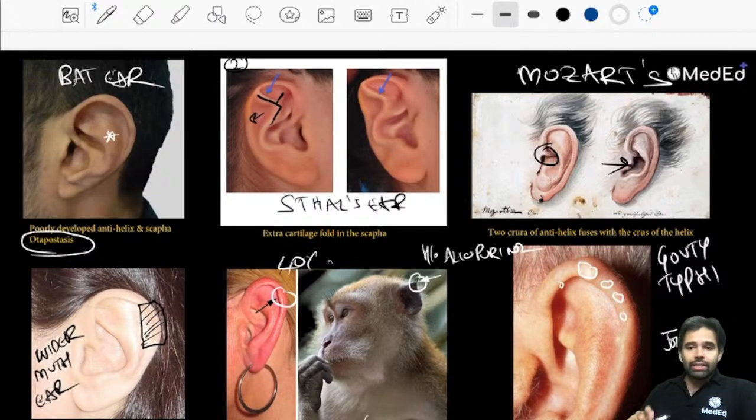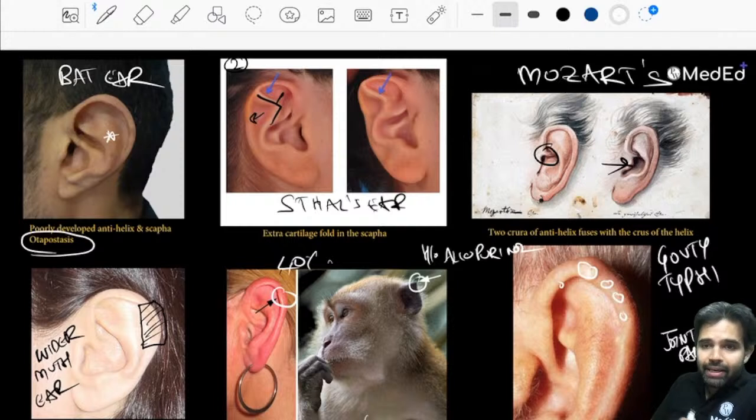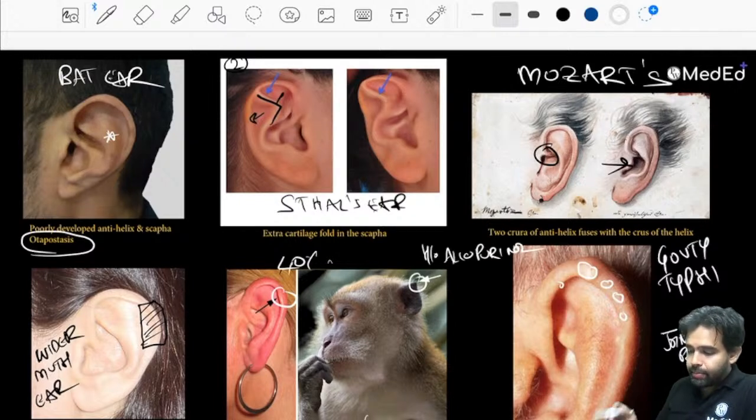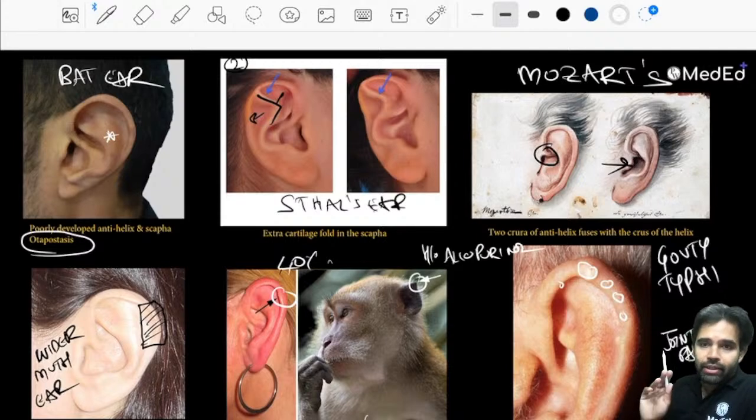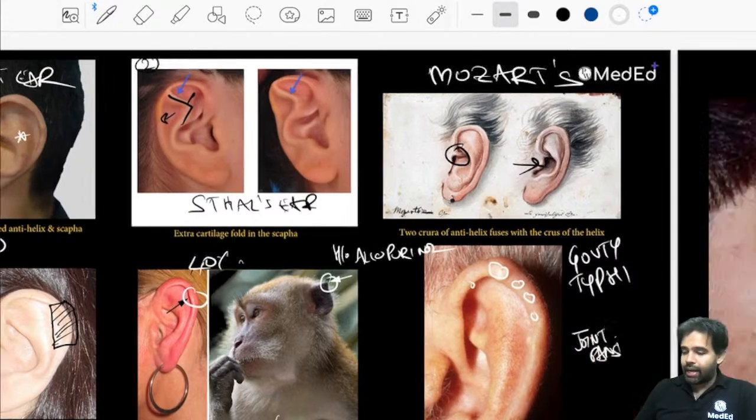All right, so these have at least been repeated, I would say in the last 10 years, at least twice. Especially the bat ear has come, and gouty tophi has come. Stahl's ear has come once, Mozart has come once, Wildermuth is highly expected.